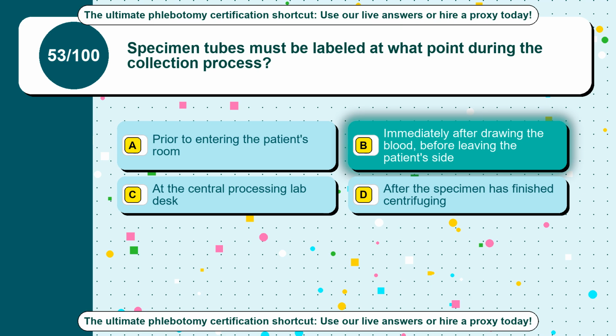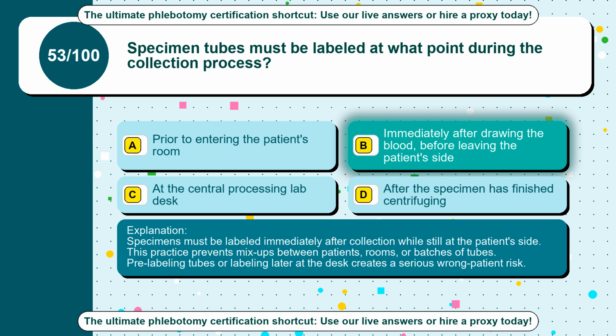The correct answer is option B, immediately after drawing the blood, before leaving the patient's side. Specimens must be labeled immediately after collection while still at the patient's side. This practice prevents mix-ups between patients, rooms, or batches of tubes. Pre-labeling tubes or labeling later at the desk creates a serious wrong patient risk.